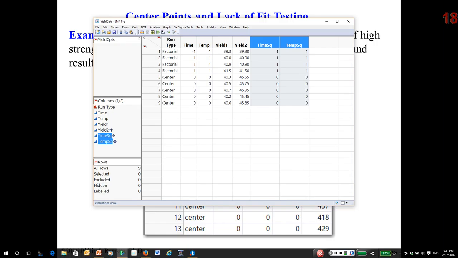Since our model doesn't fit, and by the way, it's substantial lack of fit, it's pointless to use this model to try to predict performance. So in this video, we've talked about center points, their use as replicates, and their use to check for curvature, and we've talked about the issue of lack of fit and lack of fit testing.